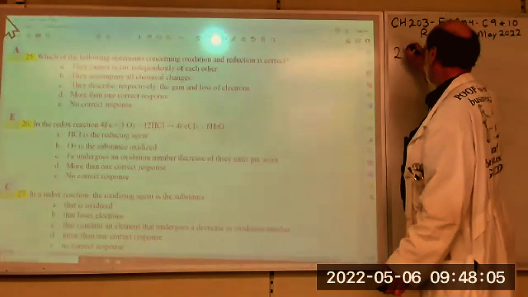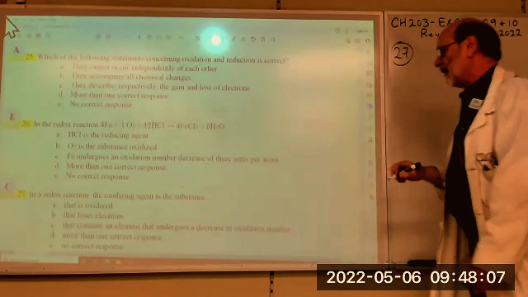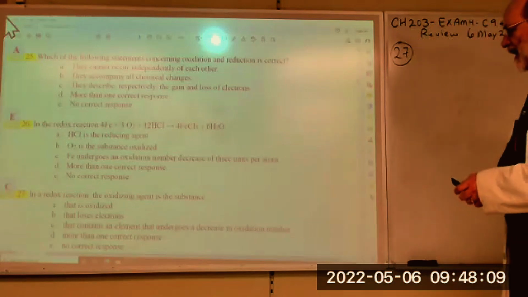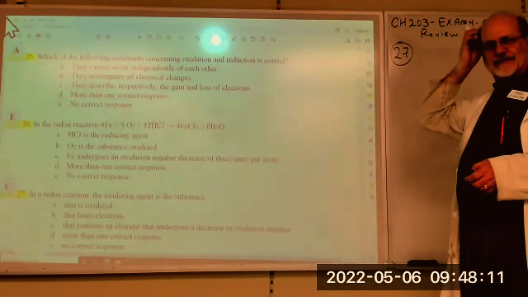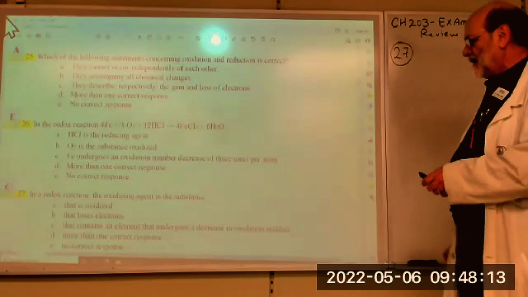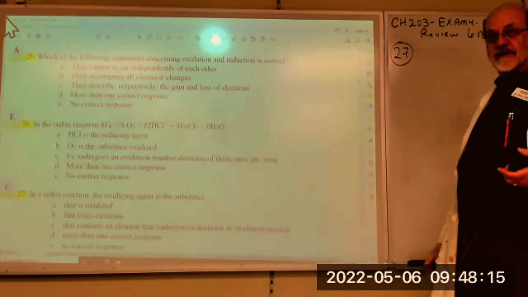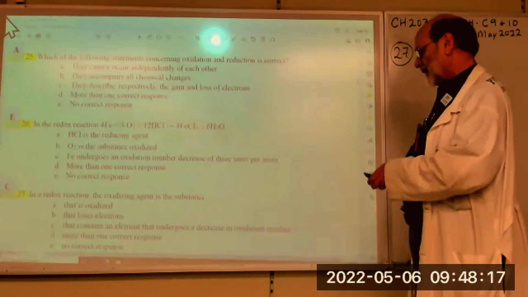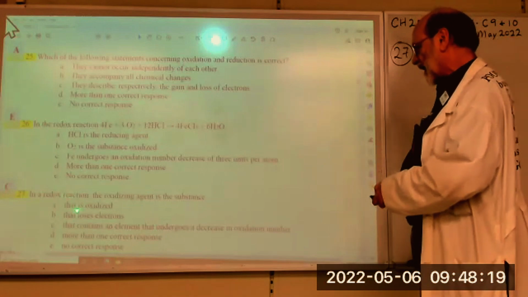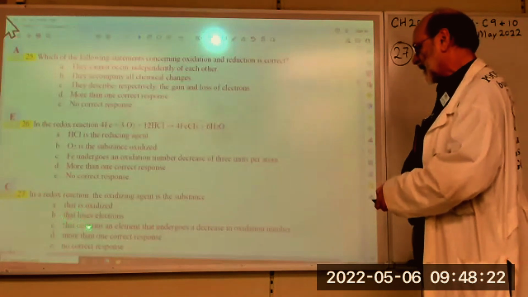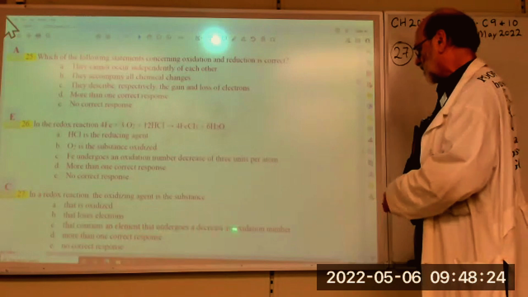27. In a redox reaction, the oxidizing agent is the substance. We've covered that. It's the substance that's reduced, the oxidizing agent. So it's the substance that contains an element that undergoes decrease in oxidation number.